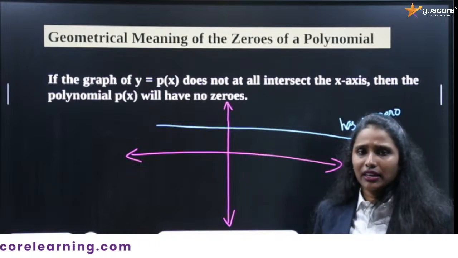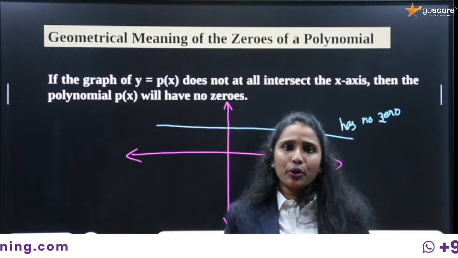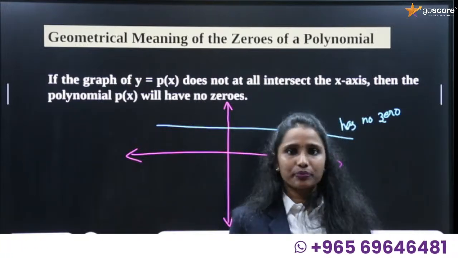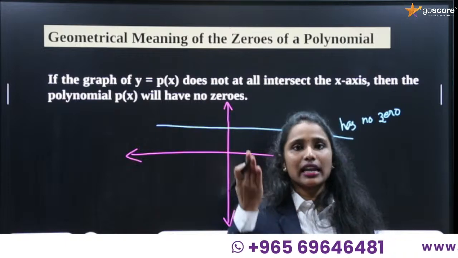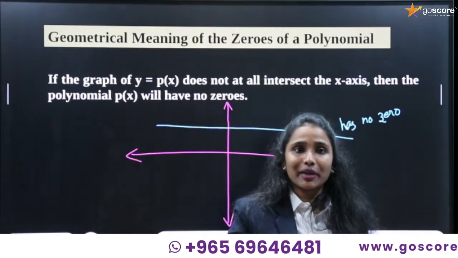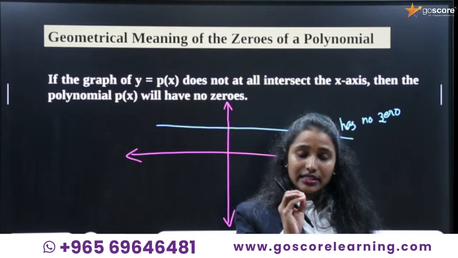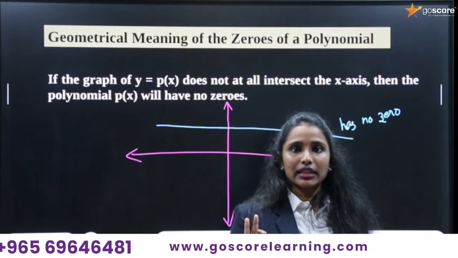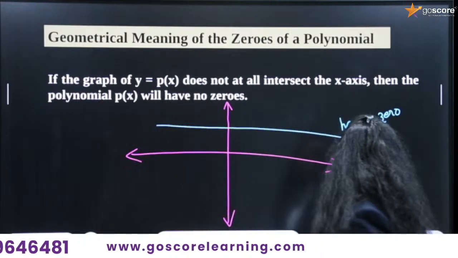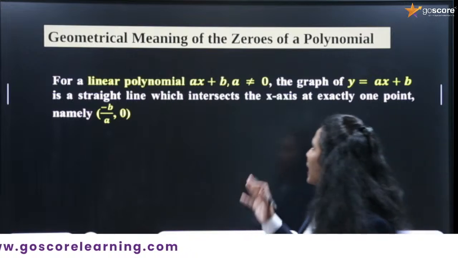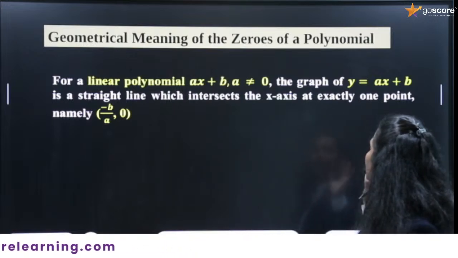Okay, that means when a polynomial intersects the x-axis, that's where it has a zero. Wherever the graph of a polynomial intersects the x-axis, there is our zero. That x-coordinate is our zero. Clear? Now, for a linear polynomial ax plus b, a not equal to 0, the graph y equals ax plus b.